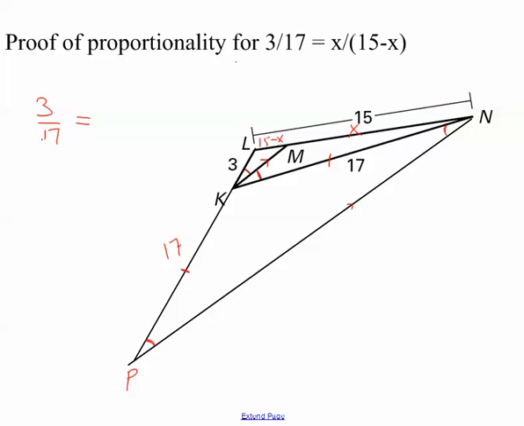And we can set that equal to 15 minus x compared to x. Okay, so when we cross multiply, we're winding up with our 3x. And then we have 17 times 15, which is 225, and then minus 17x. So now at this point you can go through and solve for x, and that will give you the length of segment MN for this particular problem.